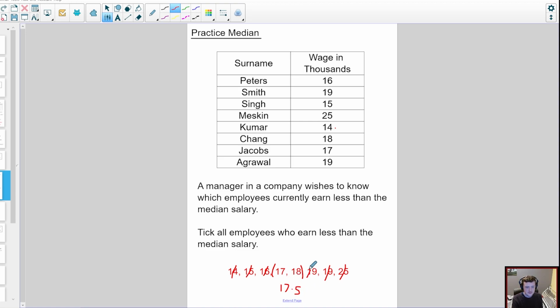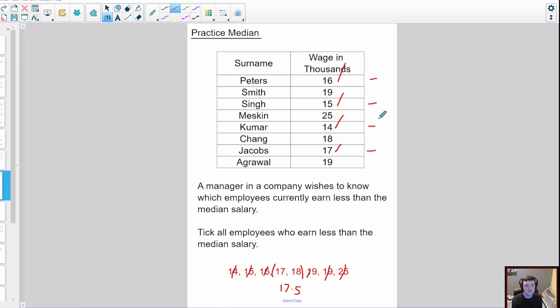So all employees that earn less than 17,500 are less than the median. So I tick this person, I tick this person, I tick this person, and I tick this person. So you can even put dashes across if you're worried about being a little bit confusing. And so that's what we're going to have. These are the 4 people that earn less than the median salary.